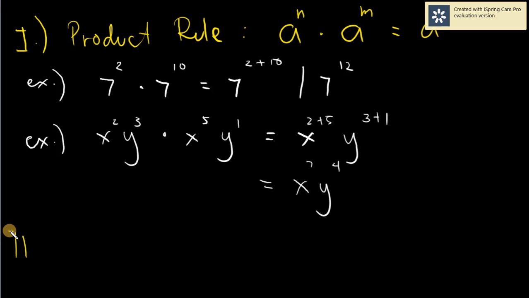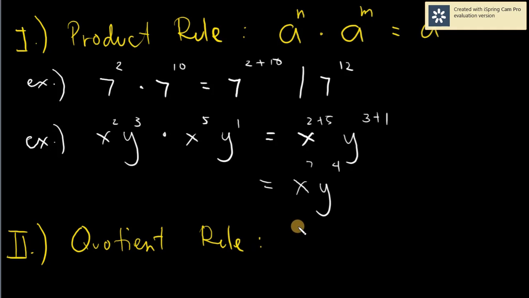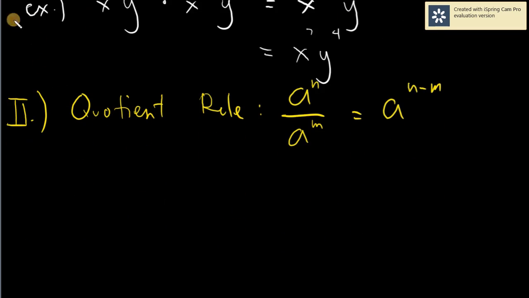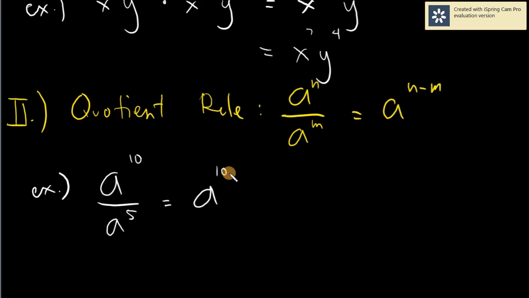Okay, so let's proceed to the second law of exponent, the quotient rule. The quotient rule states that if I have a raised to n divided by a raised to m, the answer would be a raised to n minus m. Whatever is on the denominator will be subtracted from the numerator. For example, say we have a raised to 10 over a raised to 5. The answer here would be a raised to 10 minus 5, or just simply a raised to 5.